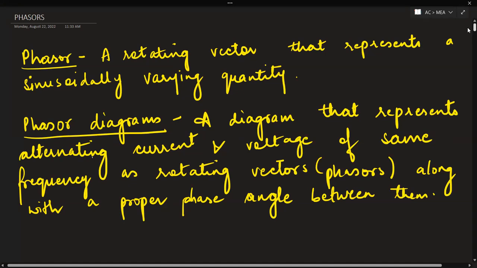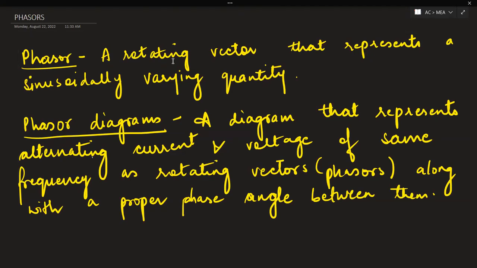See, a rotating vector that represents a sinusoidally varying quantity is known as a phasor, and the phasor diagram's definition says that it is a diagram that represents alternating current and voltage of the same frequency as rotating vectors, or phasors, along with a proper phase angle between them. See now what is meant by this. This vector that we are referring to, this rotating vector, is just imagined to rotate with an angular velocity equal to the angular velocity of the quantity. We represent phasors in this way.